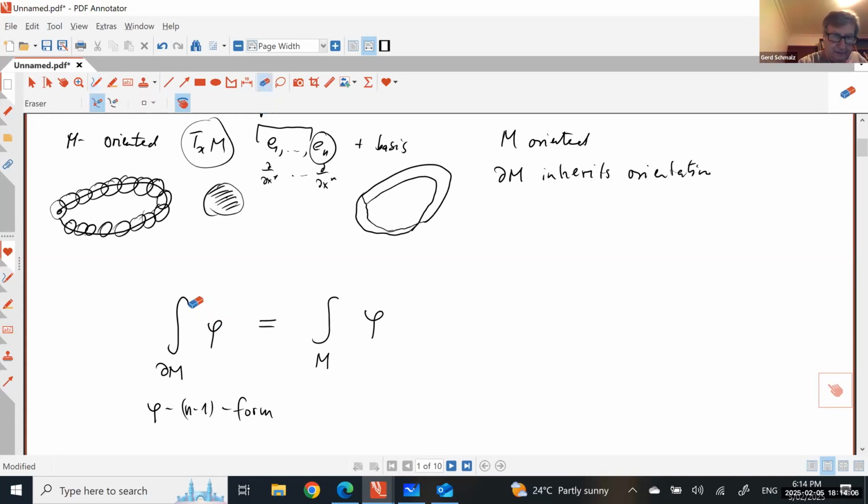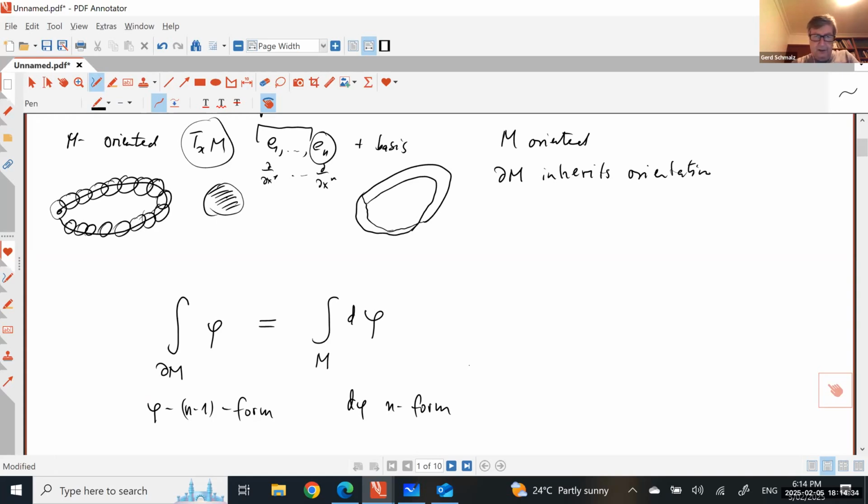Here we have phi, the n-1 form over the n-1 manifold. So we can always integrate an n form over an n manifold, an n-1 form over an n-1 manifold. So here we have d phi. So d phi is an n form. And these integrals are the same.